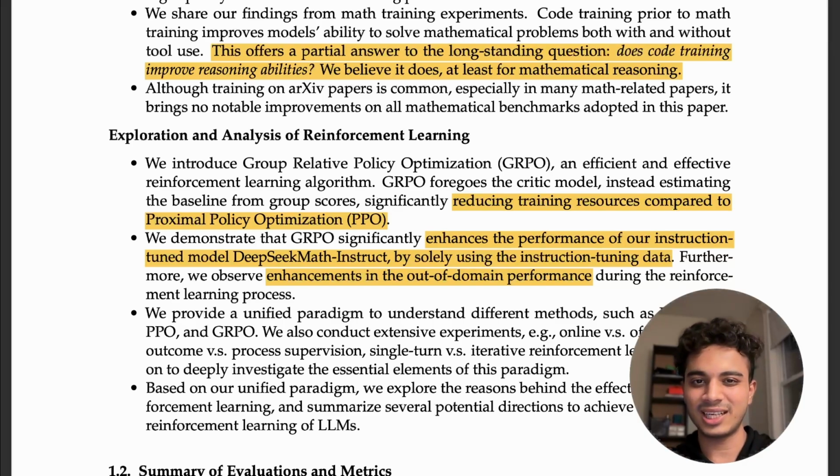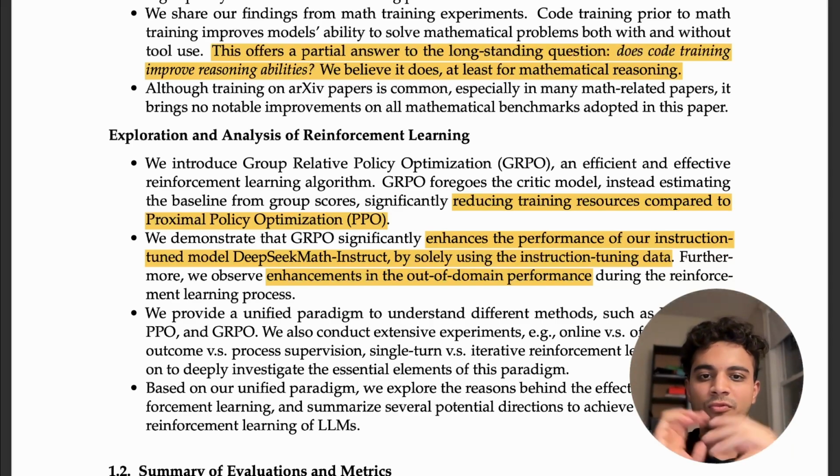So yes, what I love about this paper is GRPO. It's a new reinforcement learning technique, and GRPO foregoes the critic model, instead estimating the baseline from group scores. What I mean by that, I'll show you in the code soon. But what it does is it significantly reduces training resources compared to PPO, and significant means more than 50% probably.